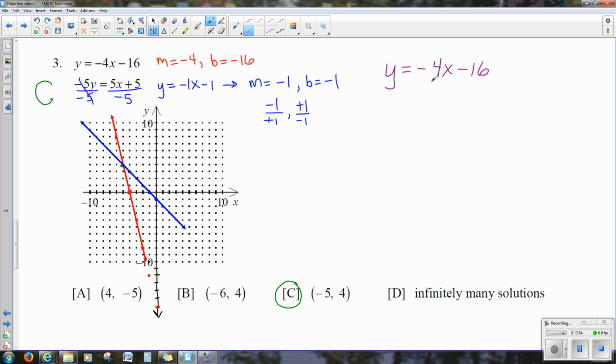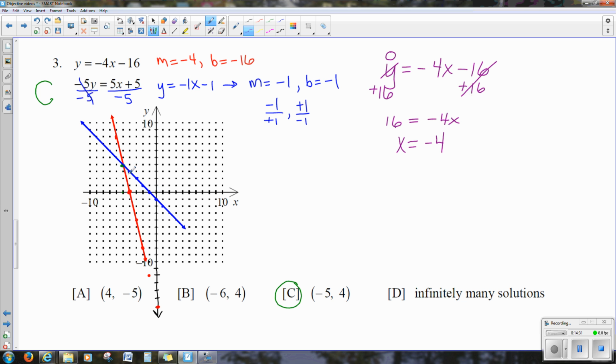So remember, if we want the x-intercept, we're solving for x, we're going to make y equal to 0 and see what our x value equals. So if we add 16 to both sides, now we know that 16 equals -4x. So if we divide both sides by -4, now we know that x equals -4. So we have an x-intercept of -4.